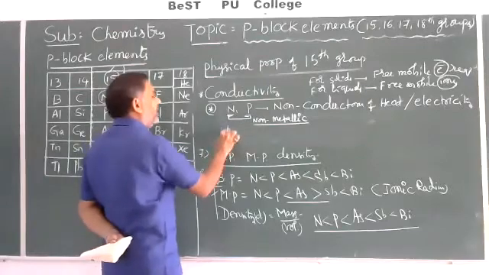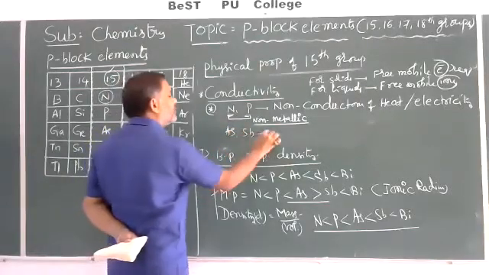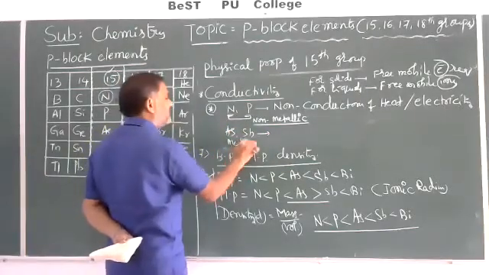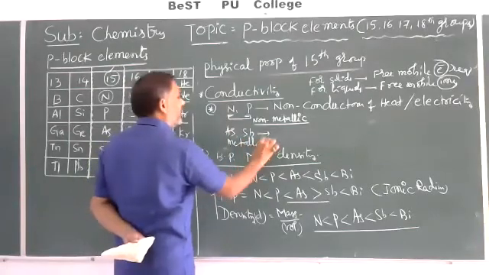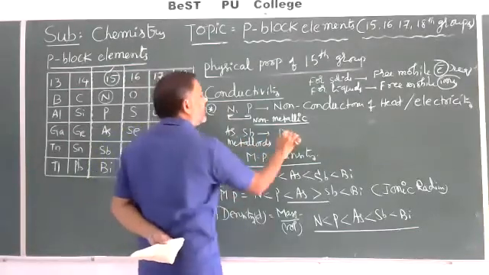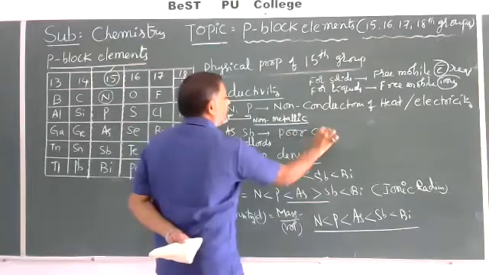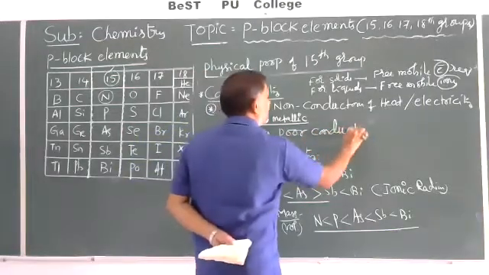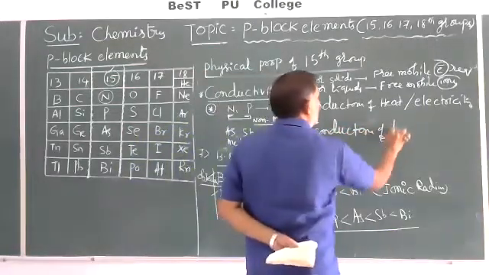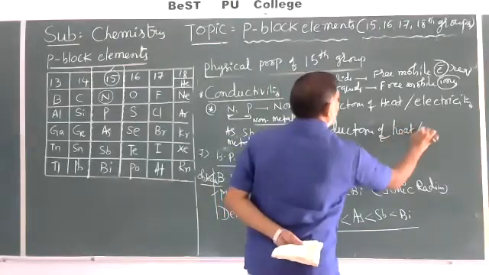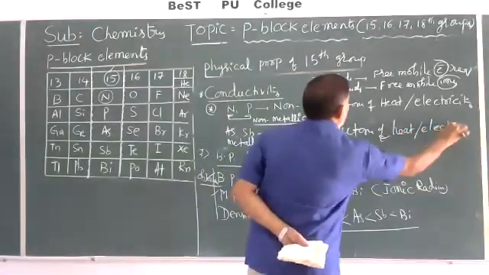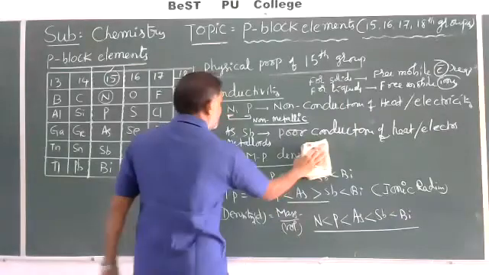Now here, As and Sb, these two are metalloids. These are generally poor conductors of heat and electricity of the particular material.